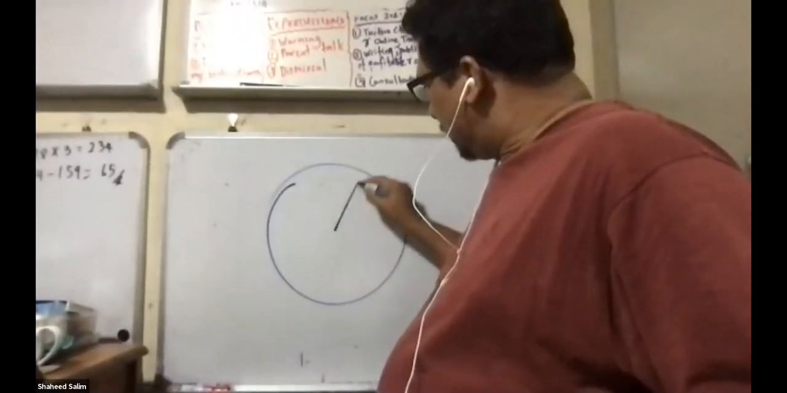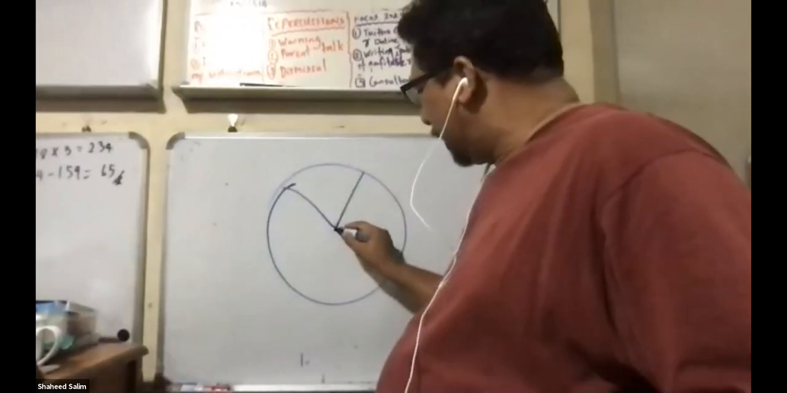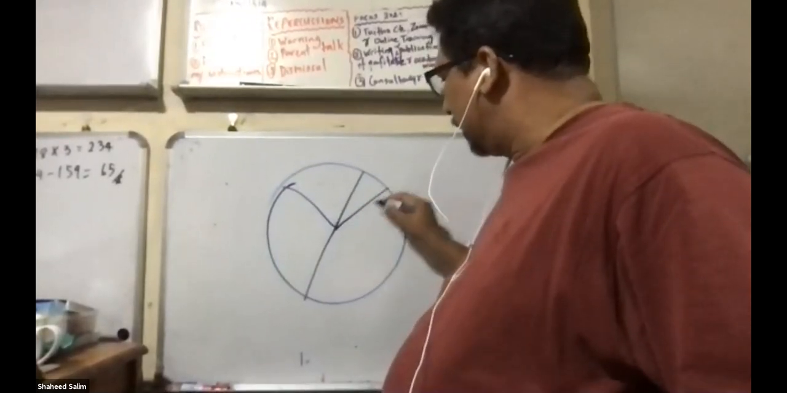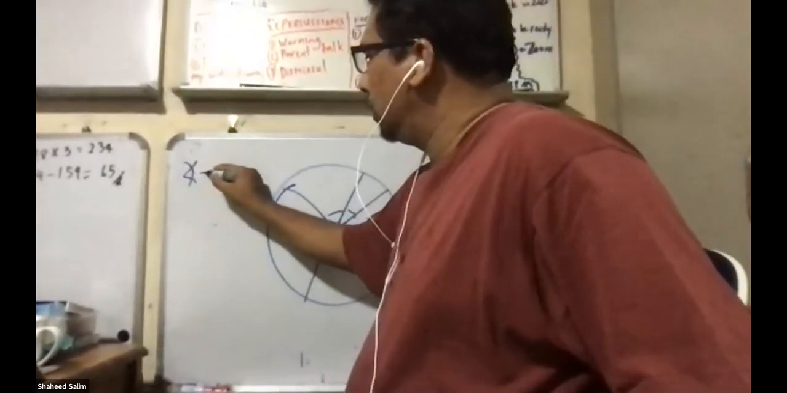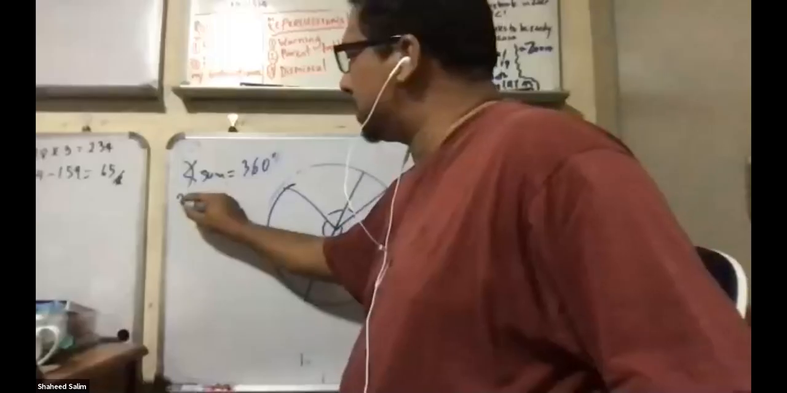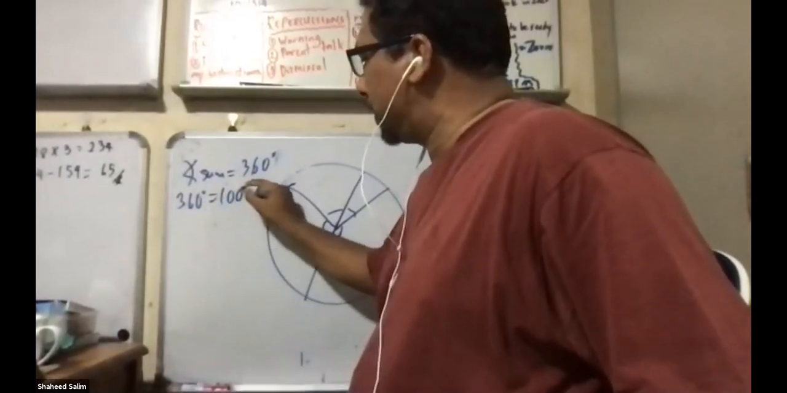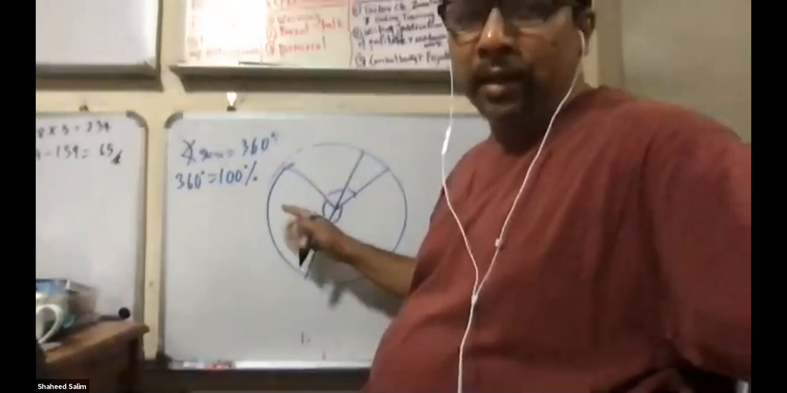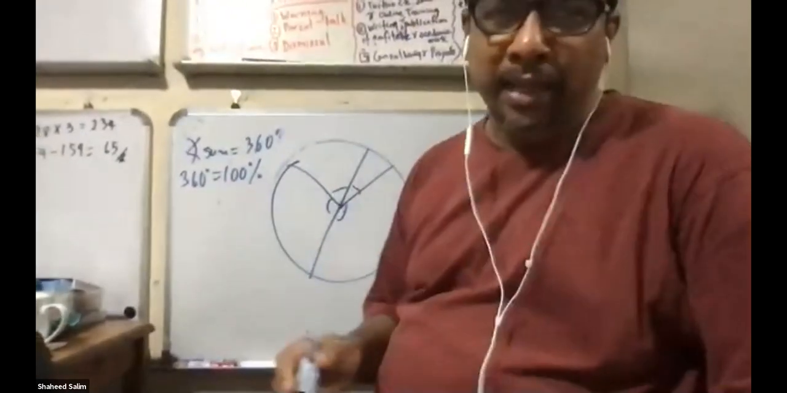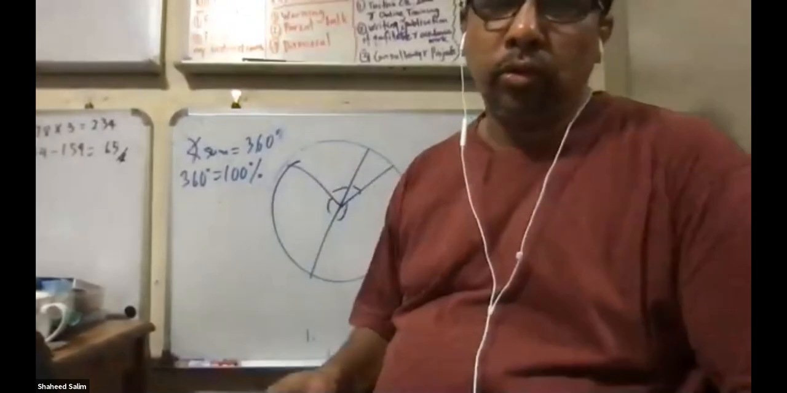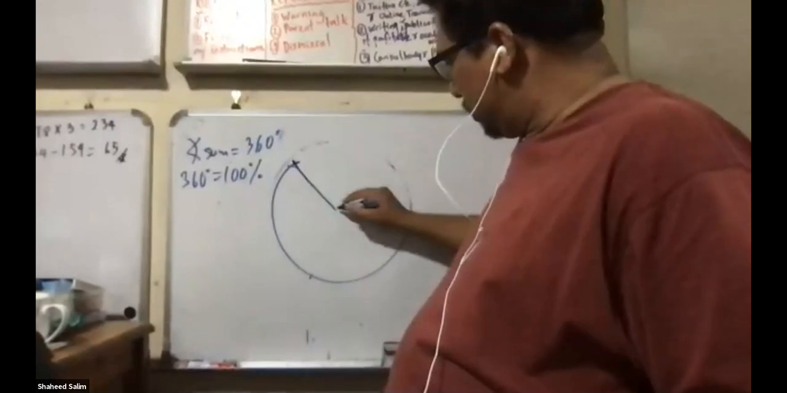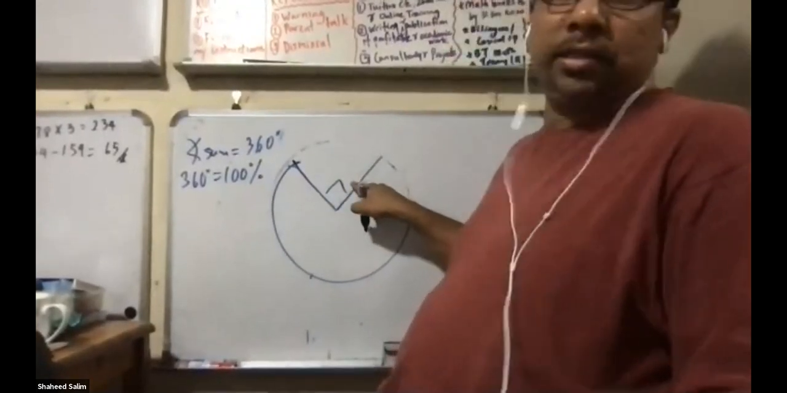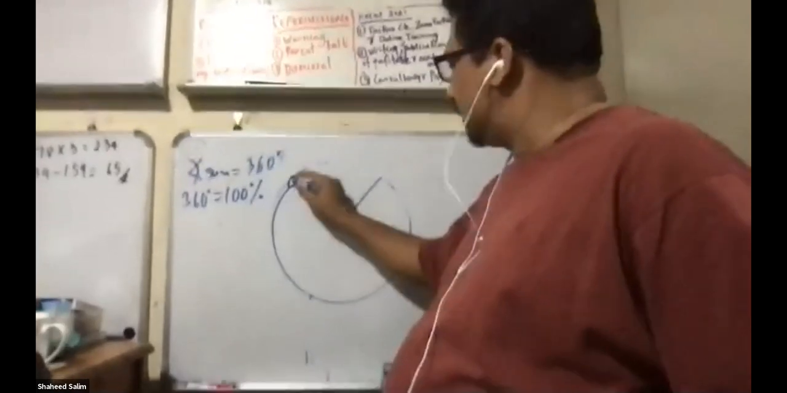Now, let's say I put like that, this angle or whatever. Like that. All this add up, the angles add up to a sum of 360 degrees. And this 360 degrees is equal to 100%. Okay, you must remember, everything is equal to 100%. So you must be able to convert from percent to angle. Let's say now I have down here 90 degrees.